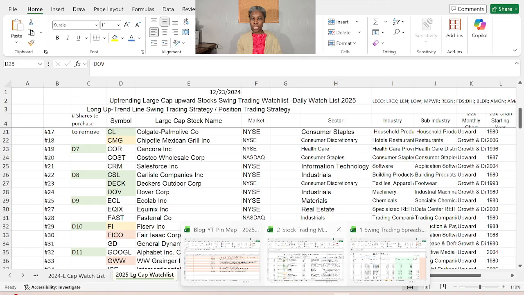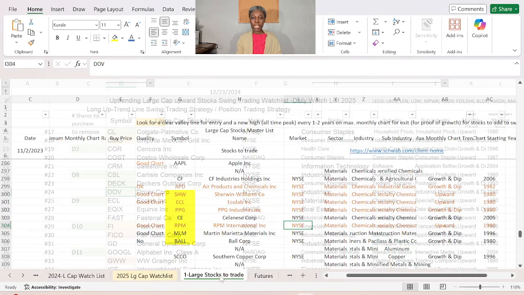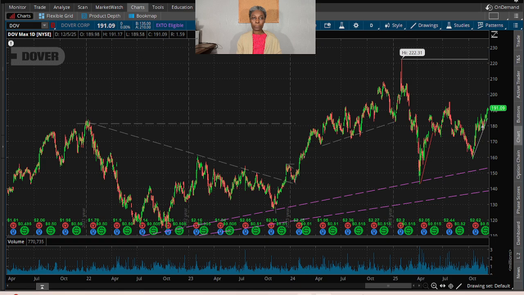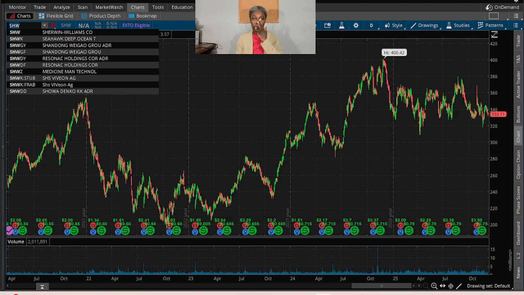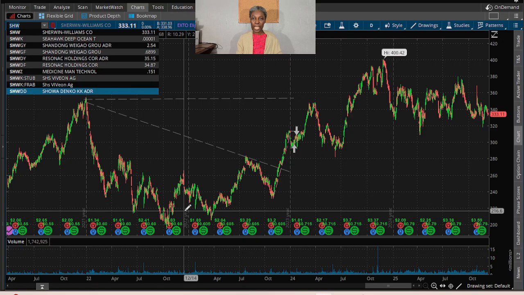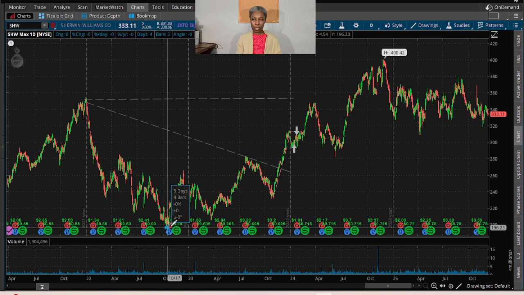So now that we answered that question, let's go to our master watch list and analyze some stocks here to see if they are worth adding to our 2026 watch list. The first one is SHW. So SHW, let's trace some valley lines here. Now we are going to work with the maximum monthly chart.